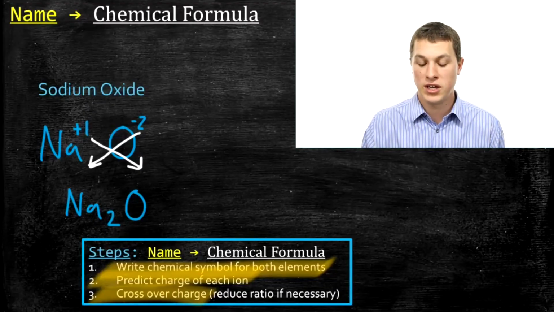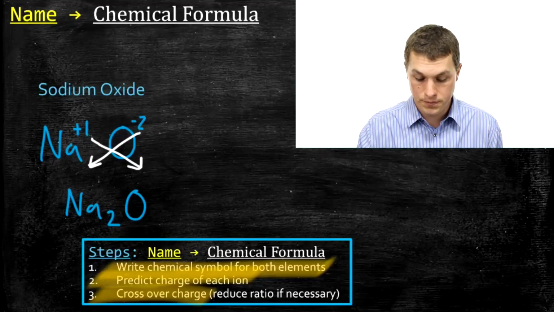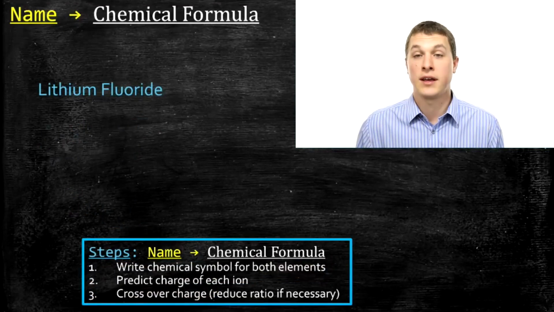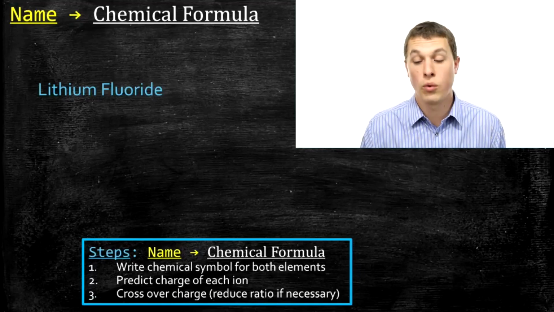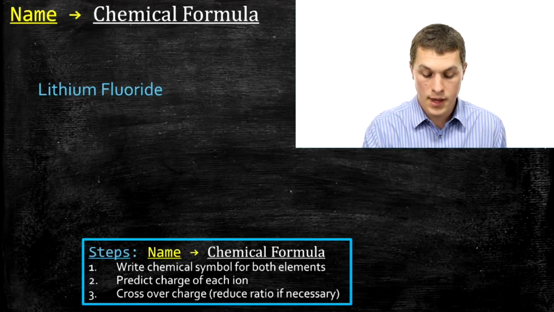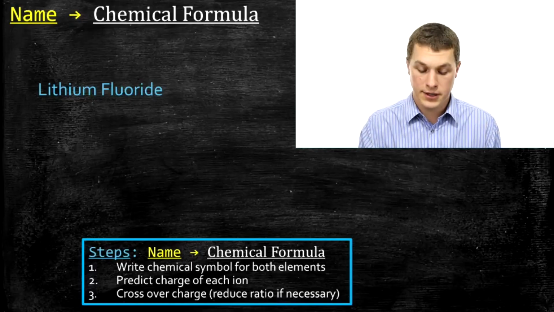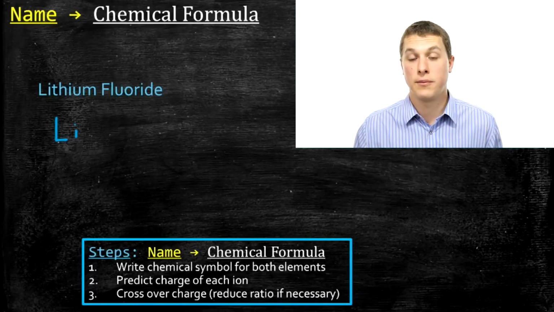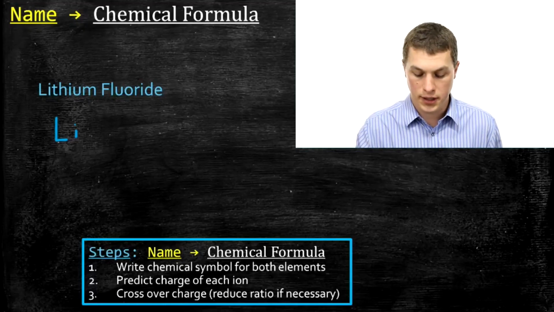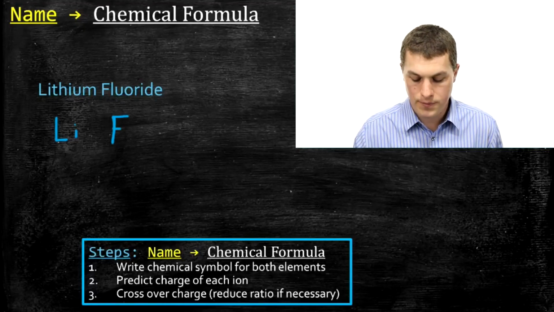I'll explain what I mean when we get to an example where that's necessary. All right, the next example we're going to take a look at is lithium fluoride. Again, we're going to go ahead and write the chemical symbol for both of those elements. If we look up lithium on the periodic table, we'll see that it's Li. And if we look up fluoride, or fluorine, on the periodic table, we'll see that it's F.